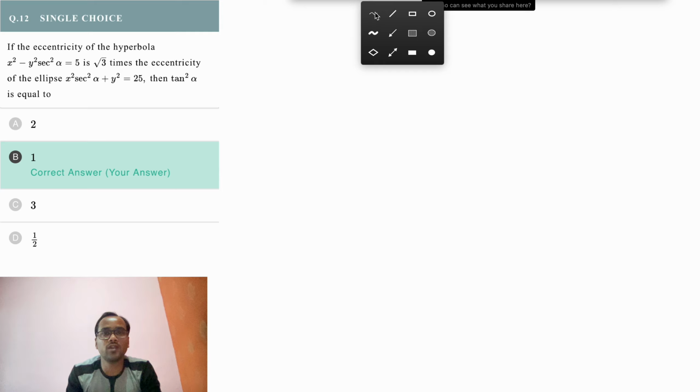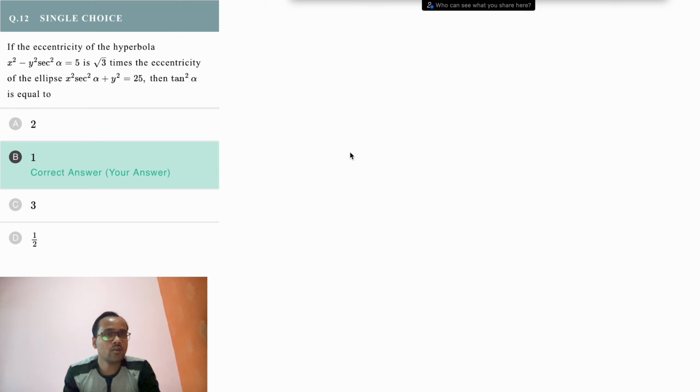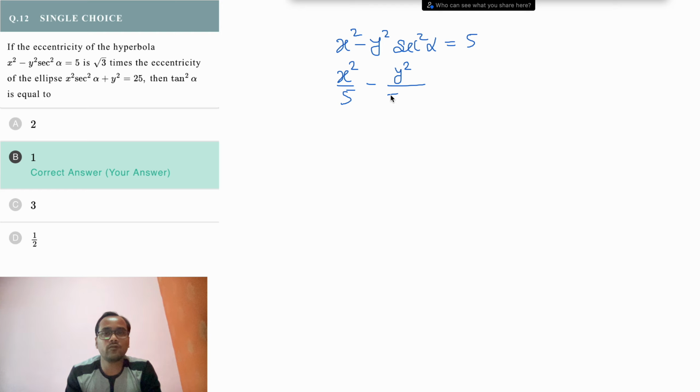Question number 12. If the eccentricity of the hyperbola is root 3 times the eccentricity of the ellipse. So what is the hyperbola? x square minus y square sec square alpha is equal to 5. That can be written by dividing both sides by 5 as x square upon 5 minus y square upon 5 cos square alpha is equal to 1. So that's the hyperbola.